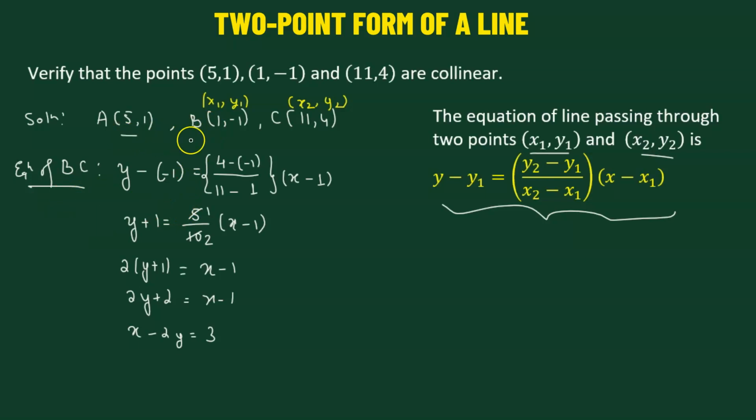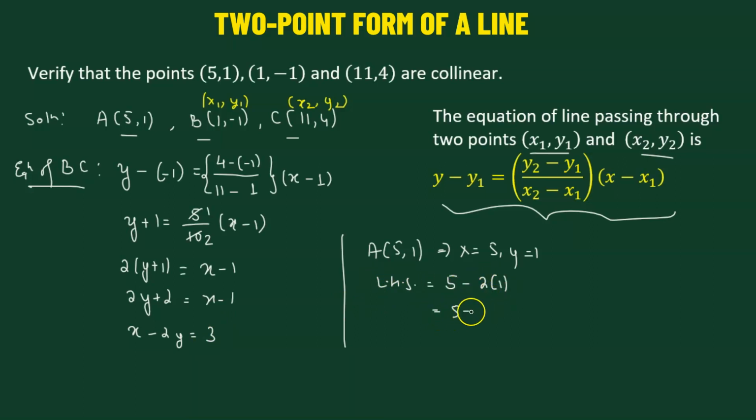Now, in order to show that the points A, B, and C are collinear, the three points must lie on the same line, which means that point A must also lie on this same line. If it lies on the same line, then it must satisfy this equation. So here we have the point A (5, 1). The x coordinate is 5 and the y coordinate is 1. Let's substitute these values into the left-hand side of the equation of the line. So we have 5 minus 2 times 1, which gives us 5 minus 2, equal to 3. And this is indeed the value on the right-hand side, that's 3.